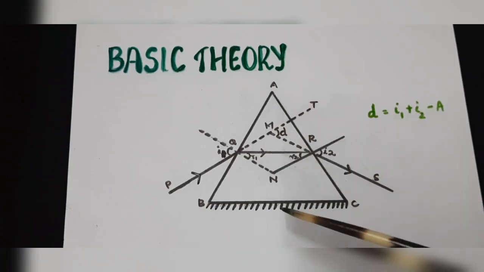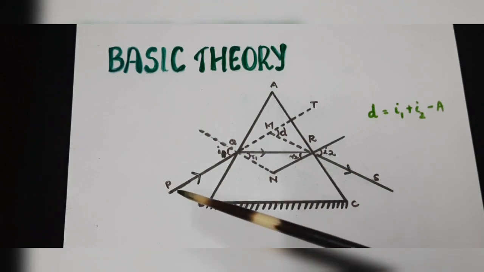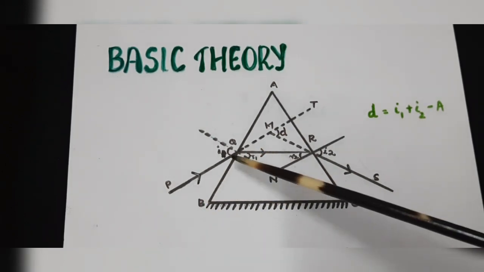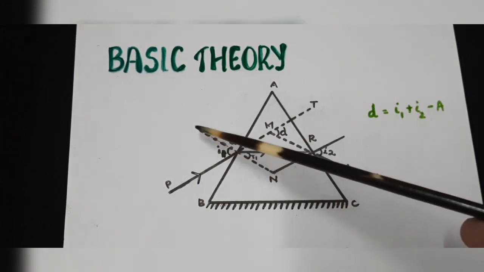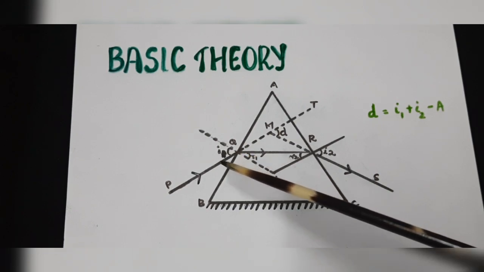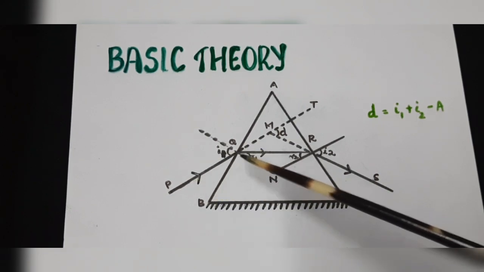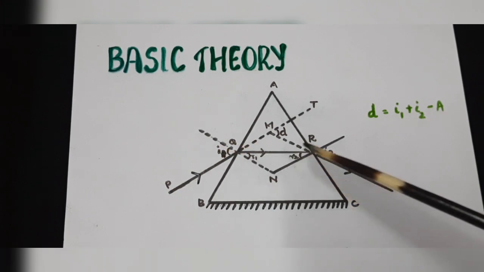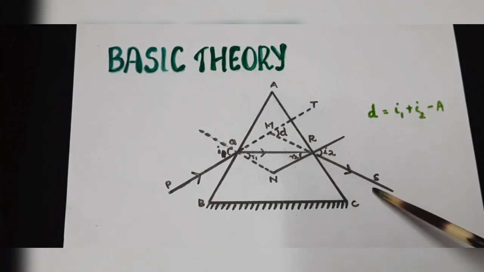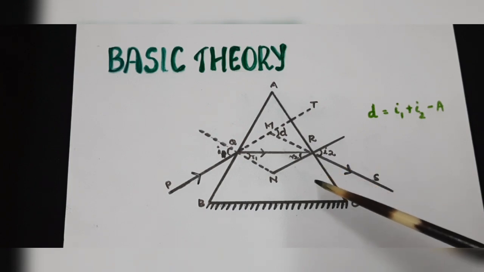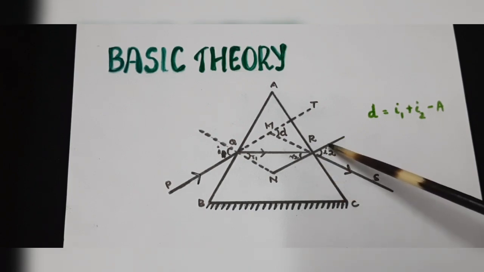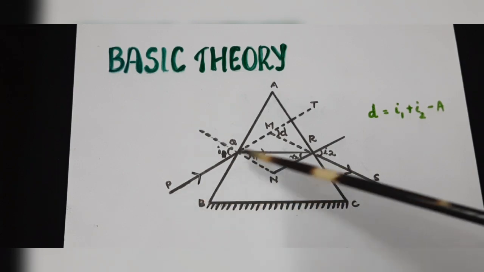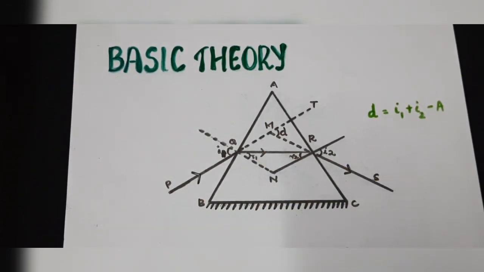ABC is the prism, BC is the base of the prism. If PQ is the incident ray, the angle of incidence being I1, this is the normal, so I1 is the angle of incidence. This ray on entering the prism gets refracted and bends due to difference in refractive index. At this point, it again bends and emerges out of the prism. Since it emerges from prism to air, it deviates away from the normal here. So this is the path of the ray within the prism.